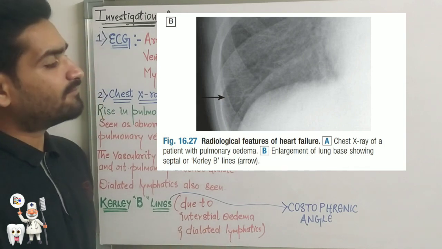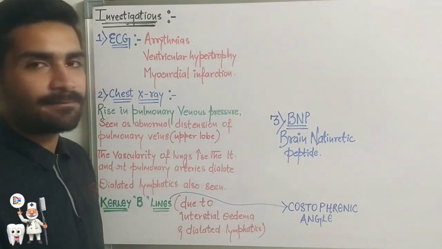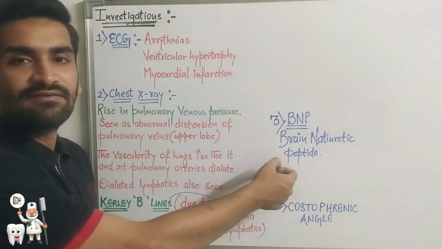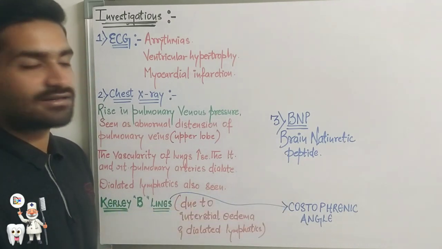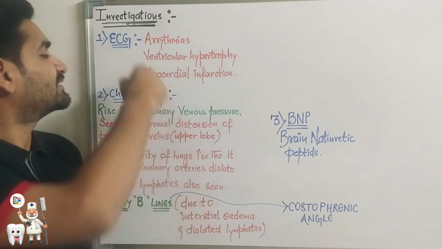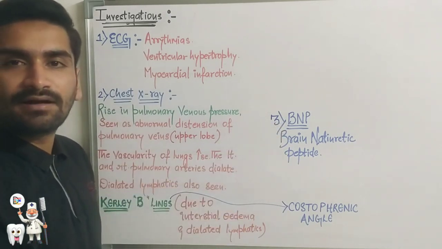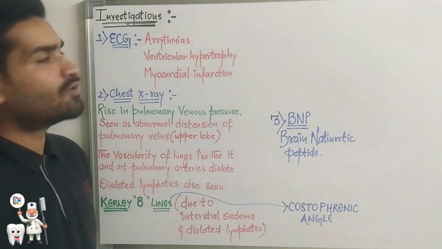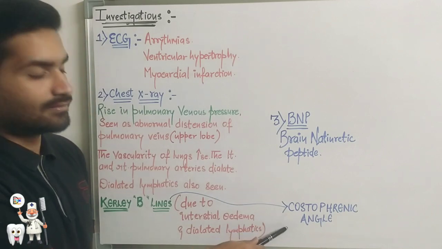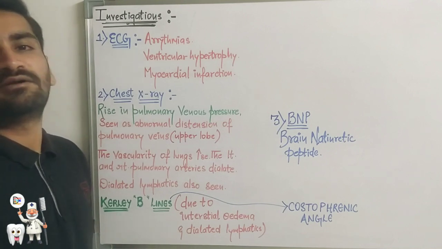and dilated lymphatics. And lastly, we will see elevated amounts of BNP, that is brain natriuretic peptide. So this is an important marker in patients of heart failure. This is going to be elevated. So this will also help to diagnose that the patient has heart failure. So these are the investigations which are carried out, that is ECG, chest X-ray, BNP, and along with this, as I told you, serum urea, blood electrolytes and thyroid function tests are also carried out. You just need to remember Kerley B lines at the costophrenic angle, which are due to interstitial edema and dilated lymphatics. Next we'll discuss the treatment of heart failure.